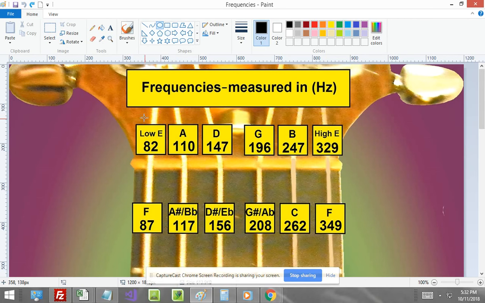So let's take a look at this image right here. Frequencies are measured in hertz. Let me give you a little circle. You see this low E? See where it says 82 and 87 and 110, 147, 196, 247? What that refers to is how many times the string is vibrating every second.